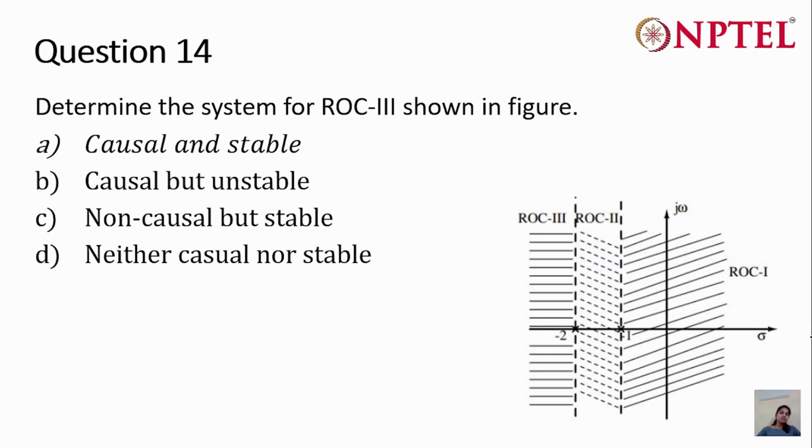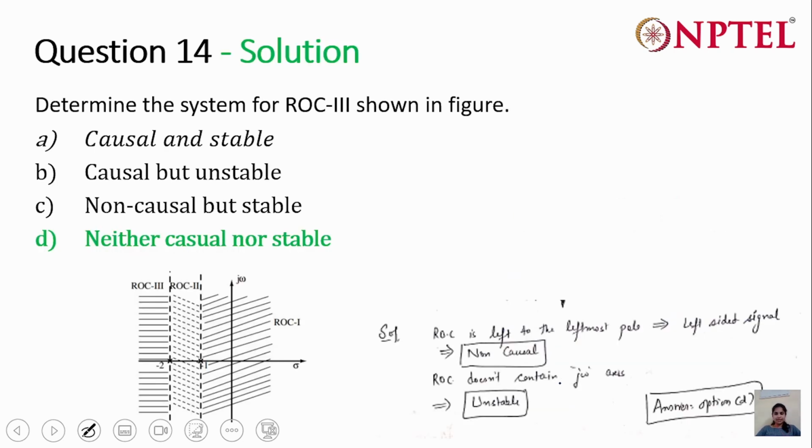Now determine the system for this third ROC. Neither causal nor stable. It does not contain the j omega axis and it's a left-sided signal. The ROC is left of the leftmost pole, and hence it is neither causal nor stable.